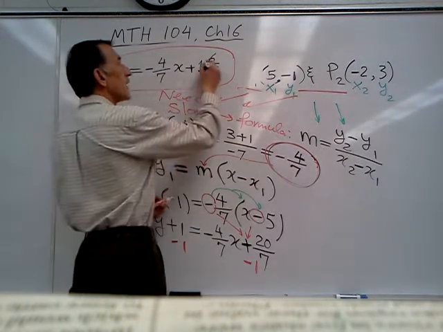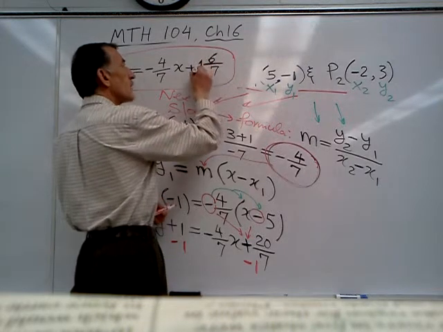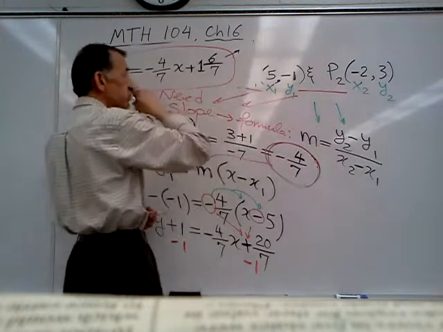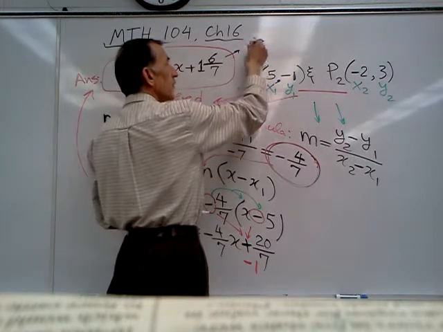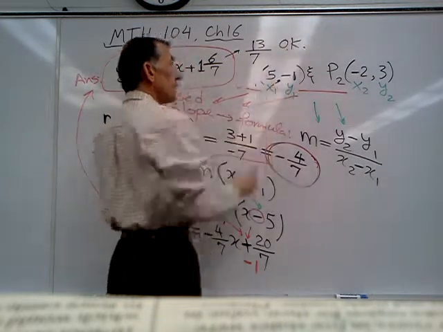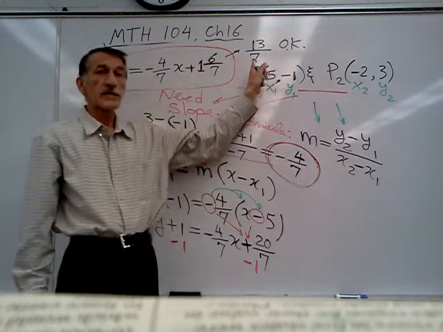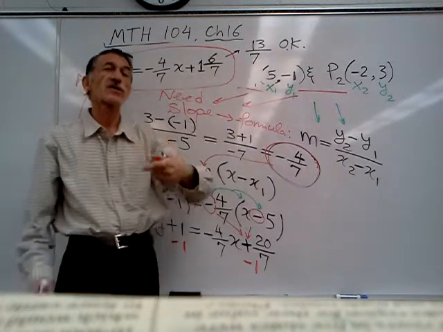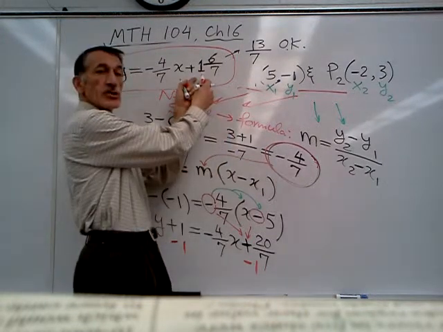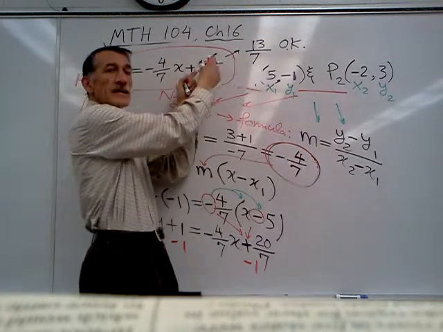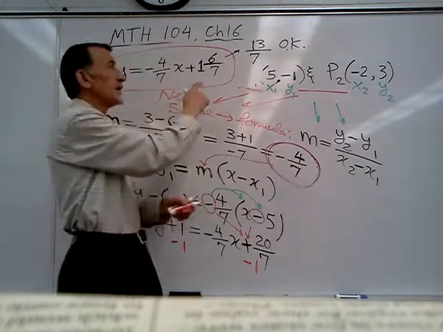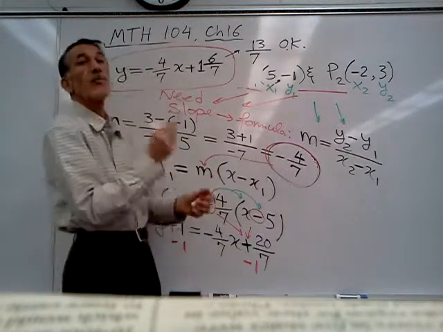Now, if you wrote this one as 13/7, it's okay, but we don't know what 13/7 is as far as the y-intercept is concerned. So for being clear, you need to change it to a mixed number, and it's 1 and 6/7. Now you know on the y line where to cross the line as the y-intercept, because this happens to be the y-intercept.